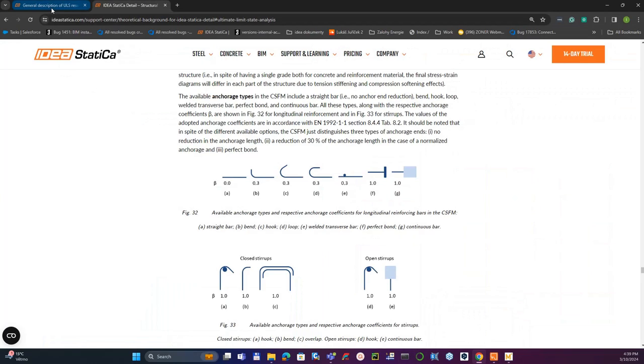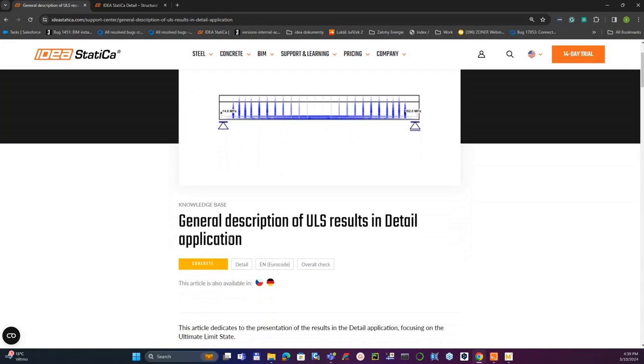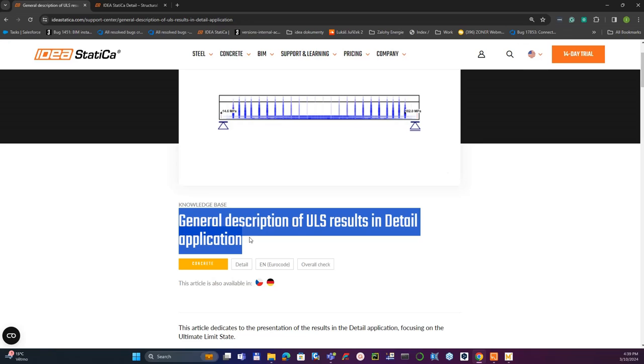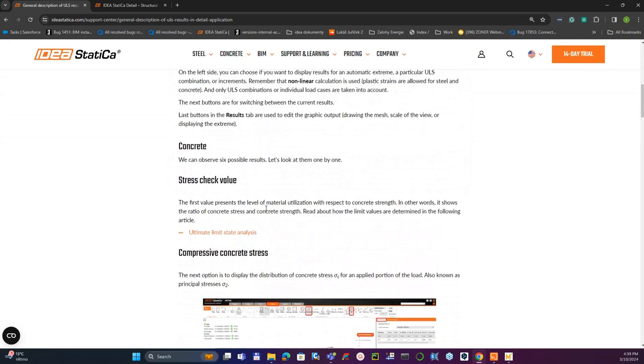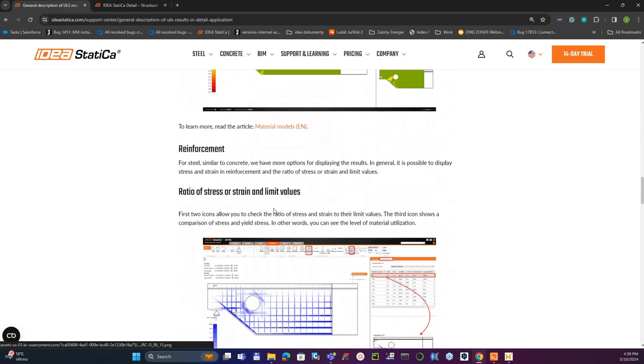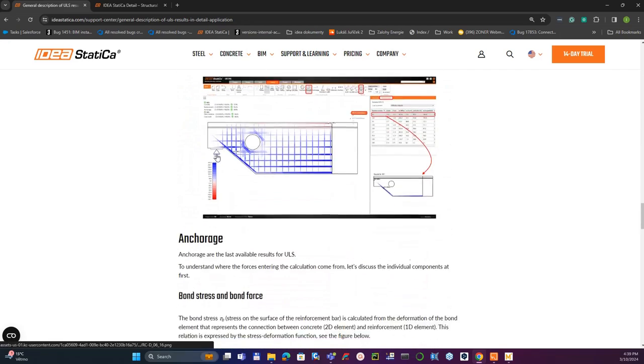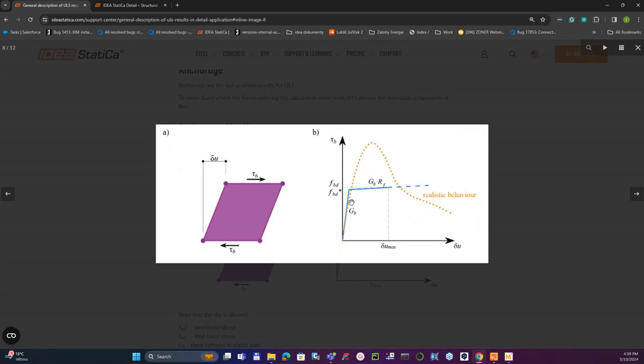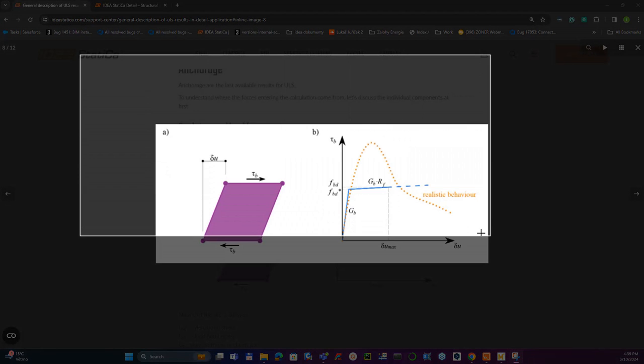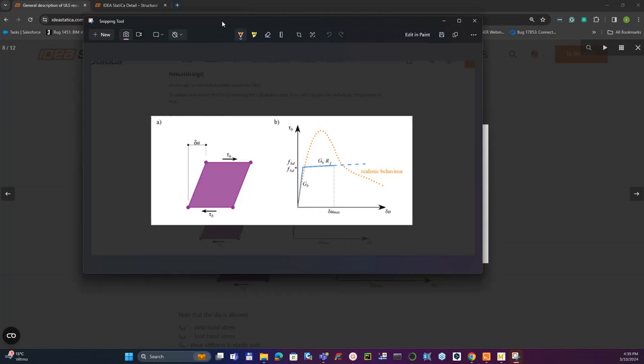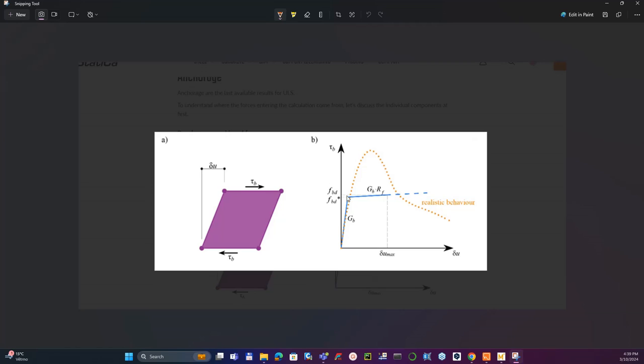Yes, this is correct, because if we jump to the IDEA StatiCa web page and write into the search bar "general description of ultimate limit state results in Detail", we scroll down to the part where Anchorage is written, and we need to check this diagram. Based on the diagram, I will make a screenshot to interpret and show you how it works, because we are checking bond stress to design bond stress.